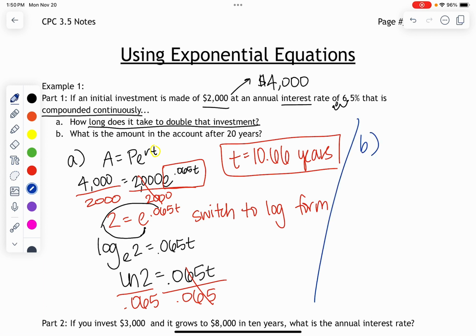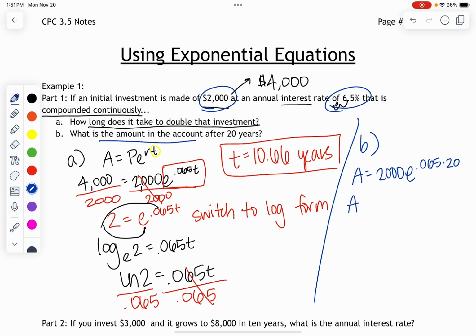What is the amount in the account after 20 years? So now I'm not doing the whole doubling thing. I still will use the 2,000. I'll still use the interest rate, but I won't use the ending at 4,000 because I'm asked for the amount in the account, so I don't know the ending amount. So I'll still use 2,000 for P. I'll still use 0.065 for R, and then it says the time is 20. So plug all that in my calculator, no solving, everything's already on the right.